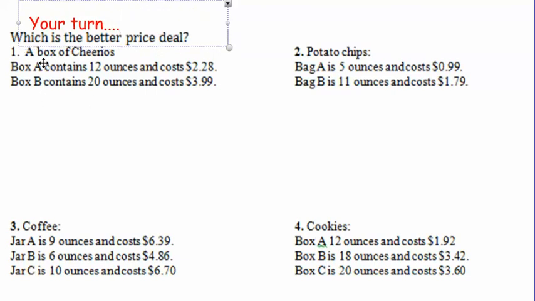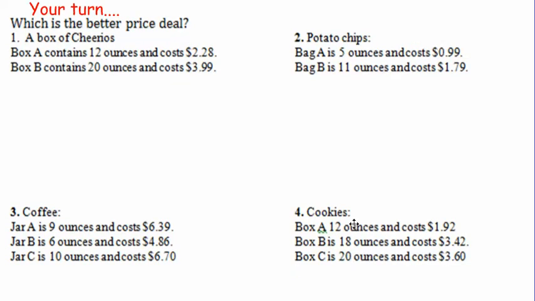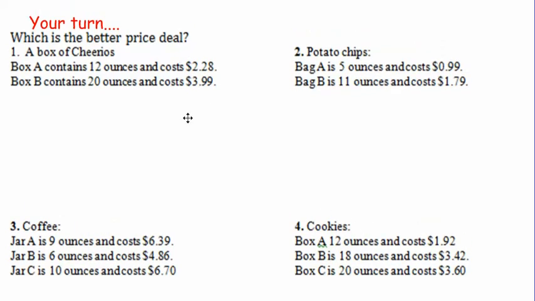I should see what is the cost per ounce for box A and box B, the cost per ounce for these bags, the cost per ounce and the cost per ounce. I should see all of that. If you need more room, then get out another piece of paper, okay? If you finish all of this and you have time left over, then you can work on Alex, all right?